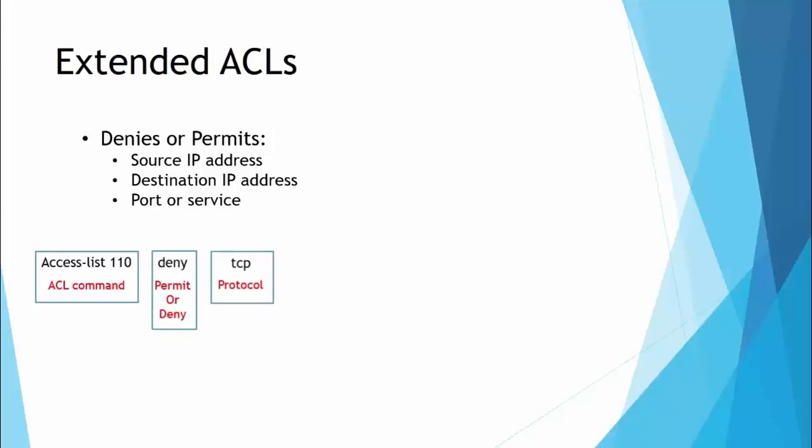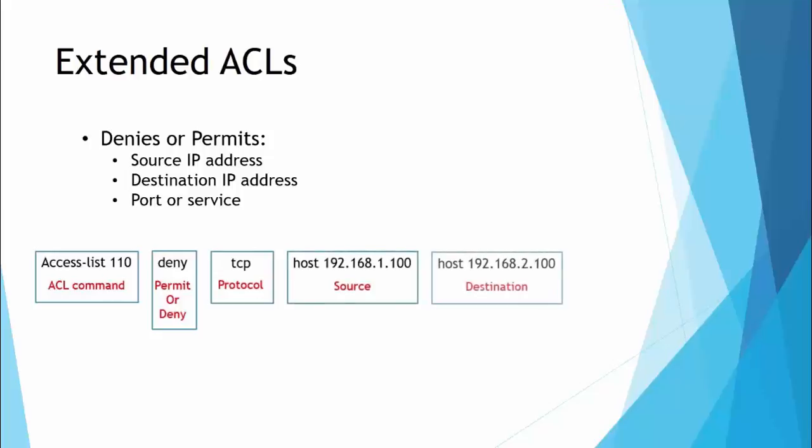Then we list the source and destination addresses. Note that if we are referring to a single host with either the source or destination, we can place the host keyword before the address. If we are referring to a range of hosts, we instead place the wildcard mask after the address. Lastly, we identify the port or service with the EQ keyword. Memorizing this sequence can make it much easier when writing extended ACLs.